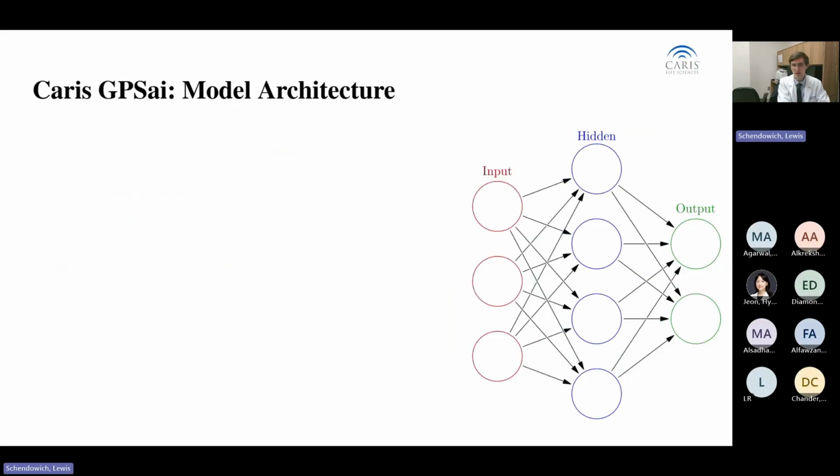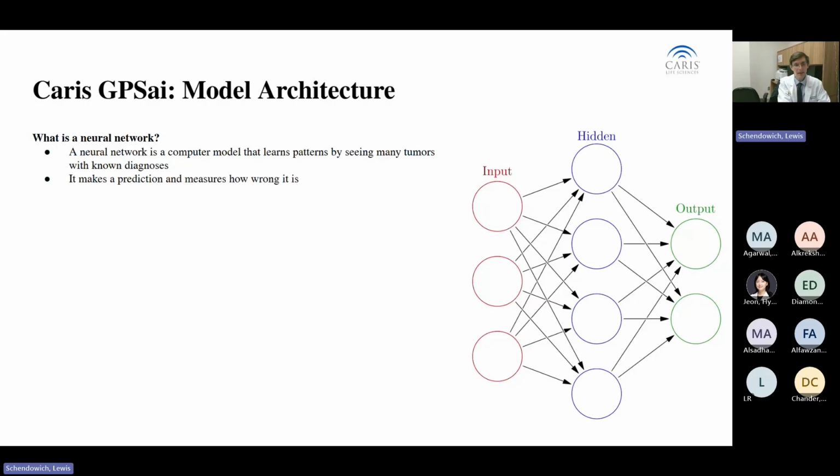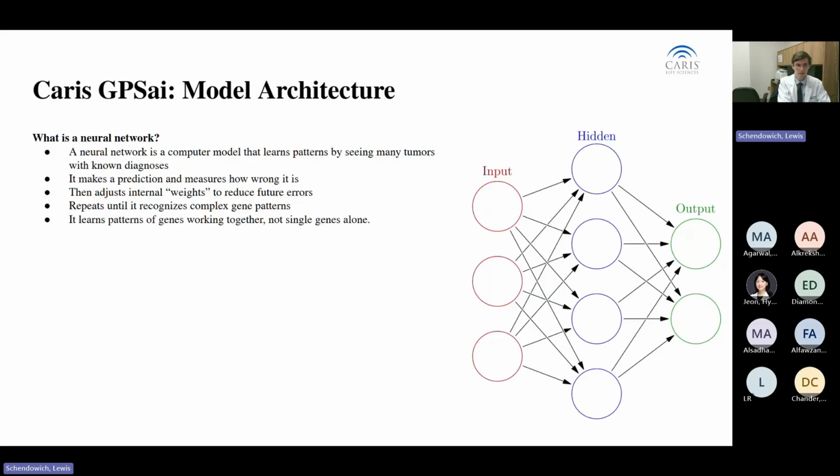I'm going to talk to you a little bit about the model architecture now. What is a neural network? It is a computer model that learns patterns by seeing many tumors with known diagnoses. It makes a prediction and measures how wrong it is. It then adjusts the internal weights to reduce future errors. It repeats this process over and over again until it recognizes complex gene patterns. And that's the trick. It's trying to recognize complex gene patterns, basically by trial and error. It learns patterns of genes working together, so not just single genes alone, like we were talking about before.